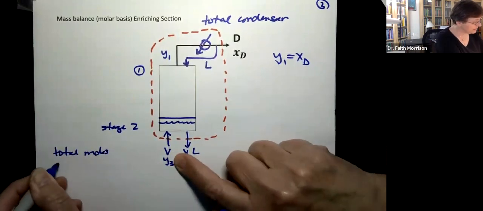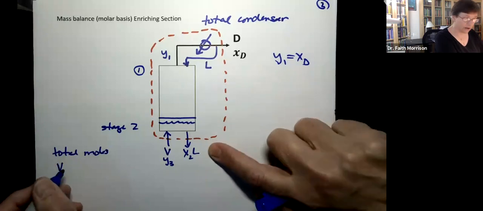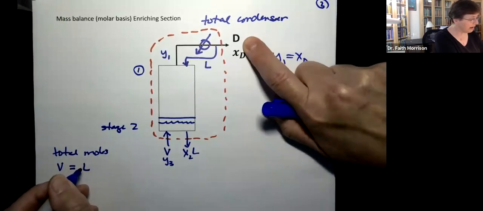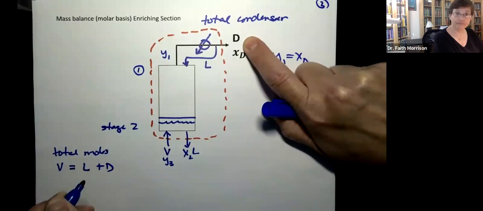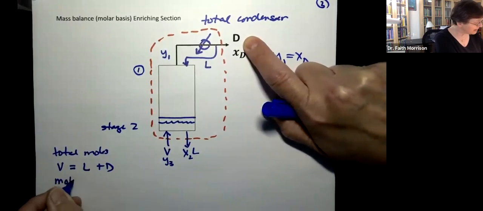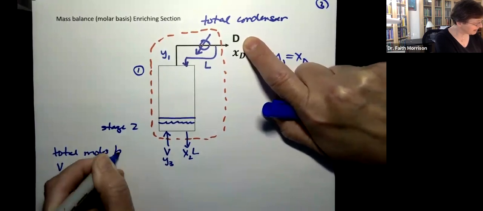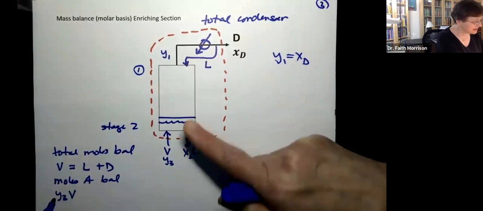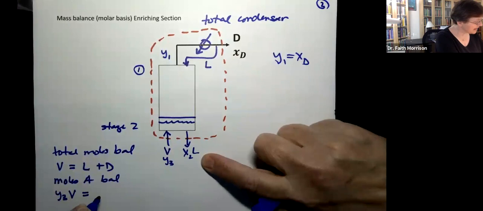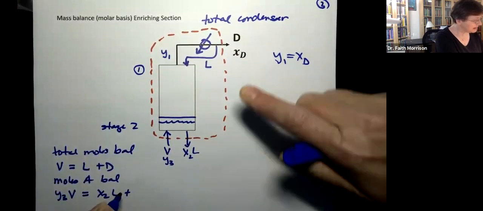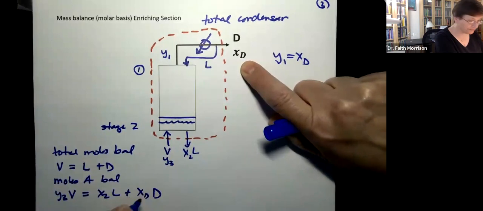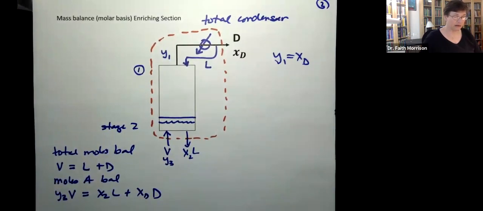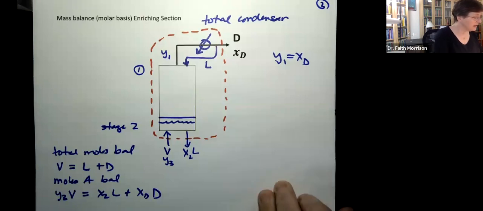So there's V, and that's the only one in, and out there's L and D. Then we can do moles of A. And so in is Y3 V plus nothing equals X2 L plus XD D. Okay, so that's the balance. So we can work on that a little bit. We'll take that first one.